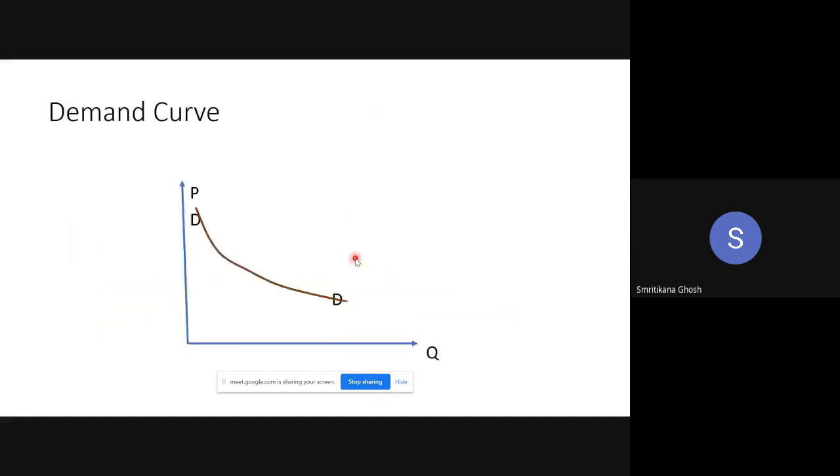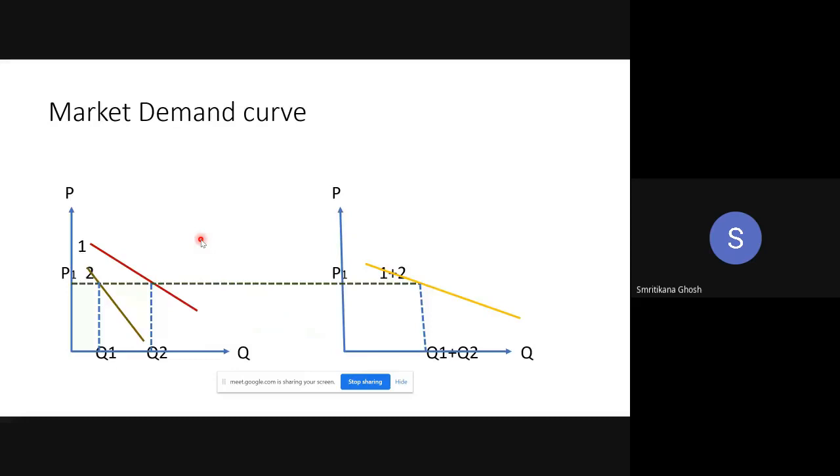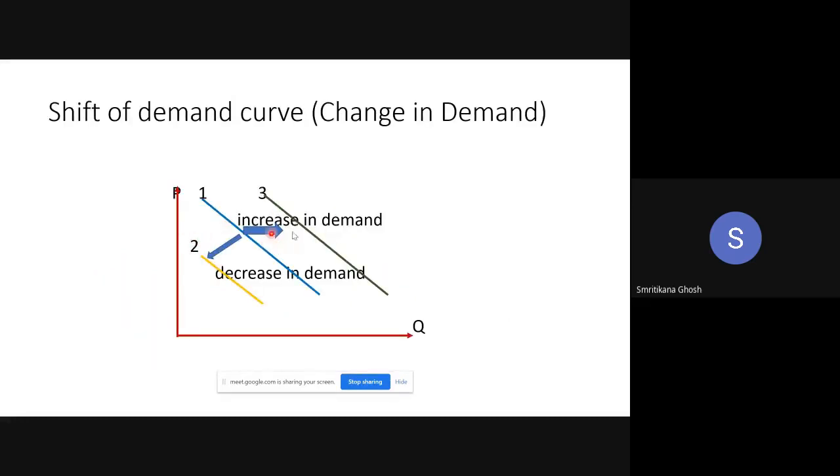When it is change in quantity demanded, that means from here to here, you are moving along the same demand curve. Change in quantity demanded is only because of change in the price of the commodity. Price is changing, so quantity demanded is changing. So this movement is called change in quantity demanded. And when you are shifting your demand curve here or here, this is called change in demand. This is not change in quantity demanded.